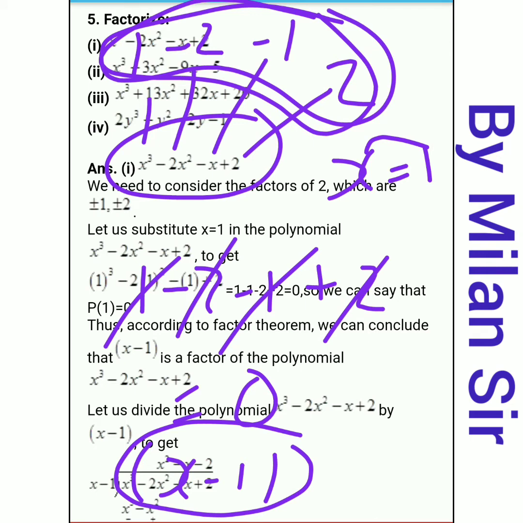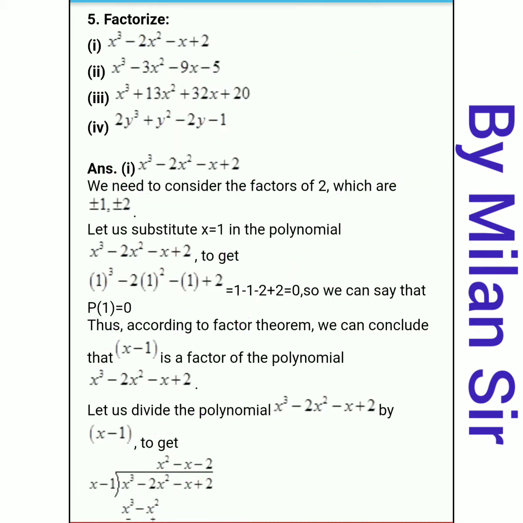So we can say that if the sum of coefficients of the polynomial becomes 0, then x minus 1 is a factor of p of x. So here we can say that x minus 1 is a factor of the polynomial. First of all, we need to find the first factor that we get here, x minus 1. Now we can find other factors.